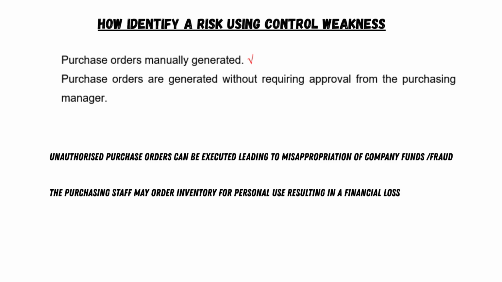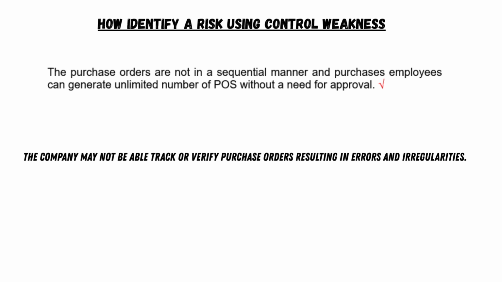Another risk you can come up with using manual POs and not needing approval is that employees or purchasing staff can order goods for personal use, resulting in what? In a financial loss for the organization. So there are so many things that can result from this weakness not being closed within the organization. Another weakness that we've identified was that the purchase orders are not in a sequential manner.